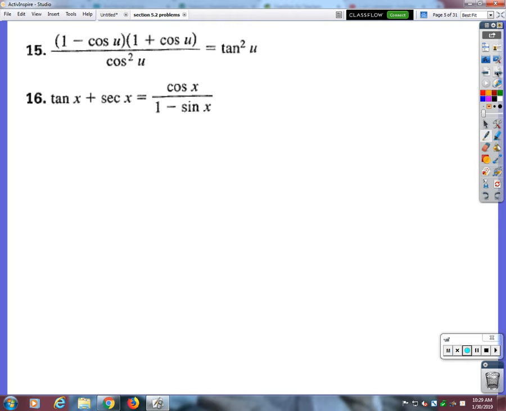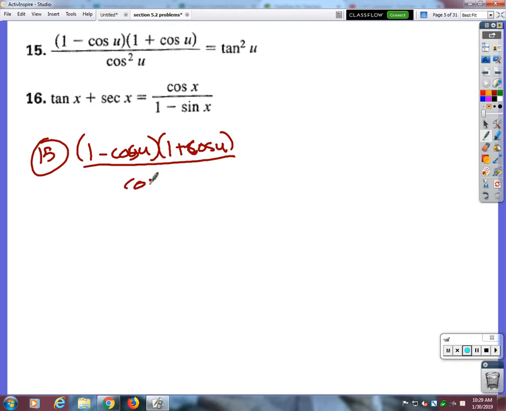Okay, so let's take 1 minus cosine u and 1 plus cosine u, and FOIL that out, shall we? This should be the easiest FOILing ever in the world. This is the factored form of the difference of two squares. So what is 1 minus cosine u times 1 plus cosine u?